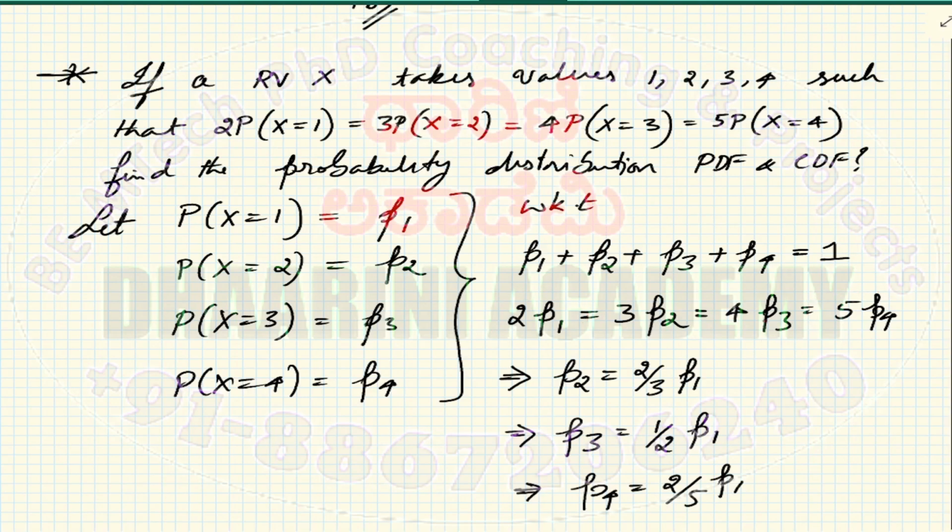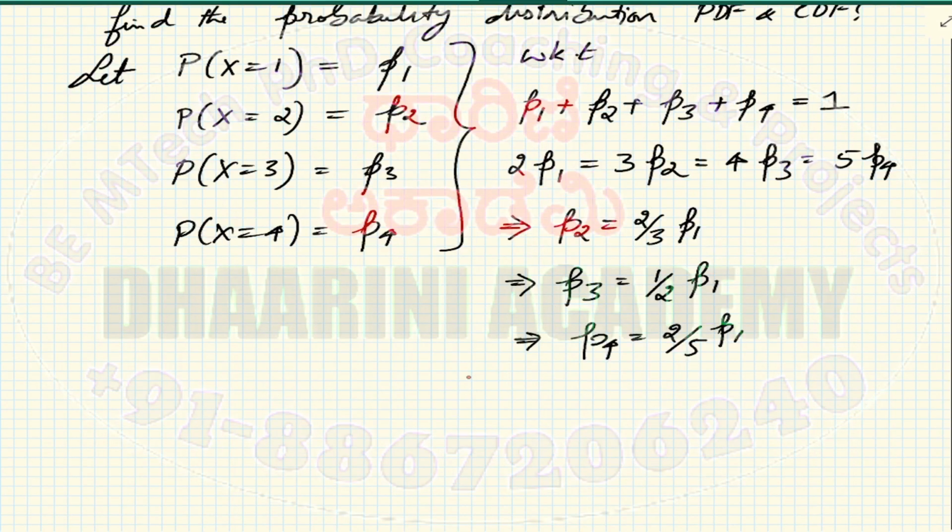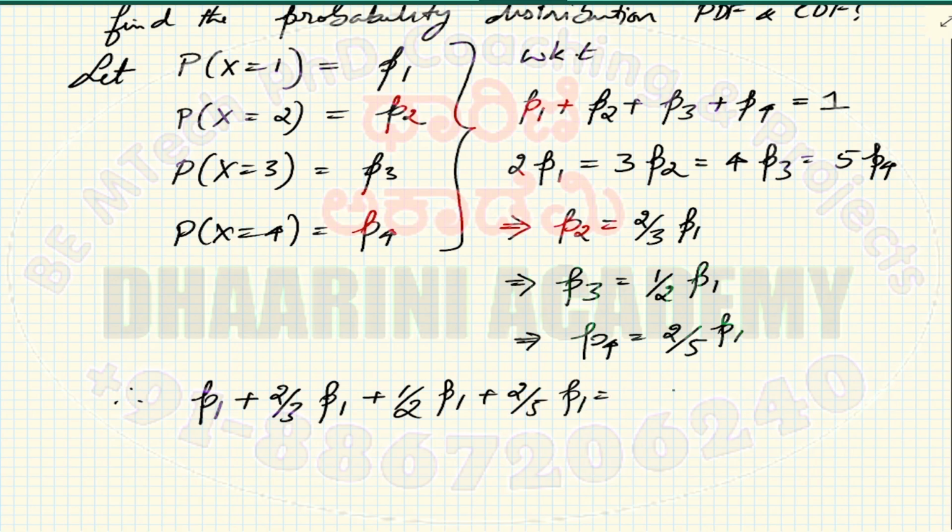Alright, now I have the values, so I can directly substitute. Therefore, p1 plus 2/3 of p1 plus half p1 plus 2/5 of p1 equals 1, right? Now I just have to find out what p1 is.